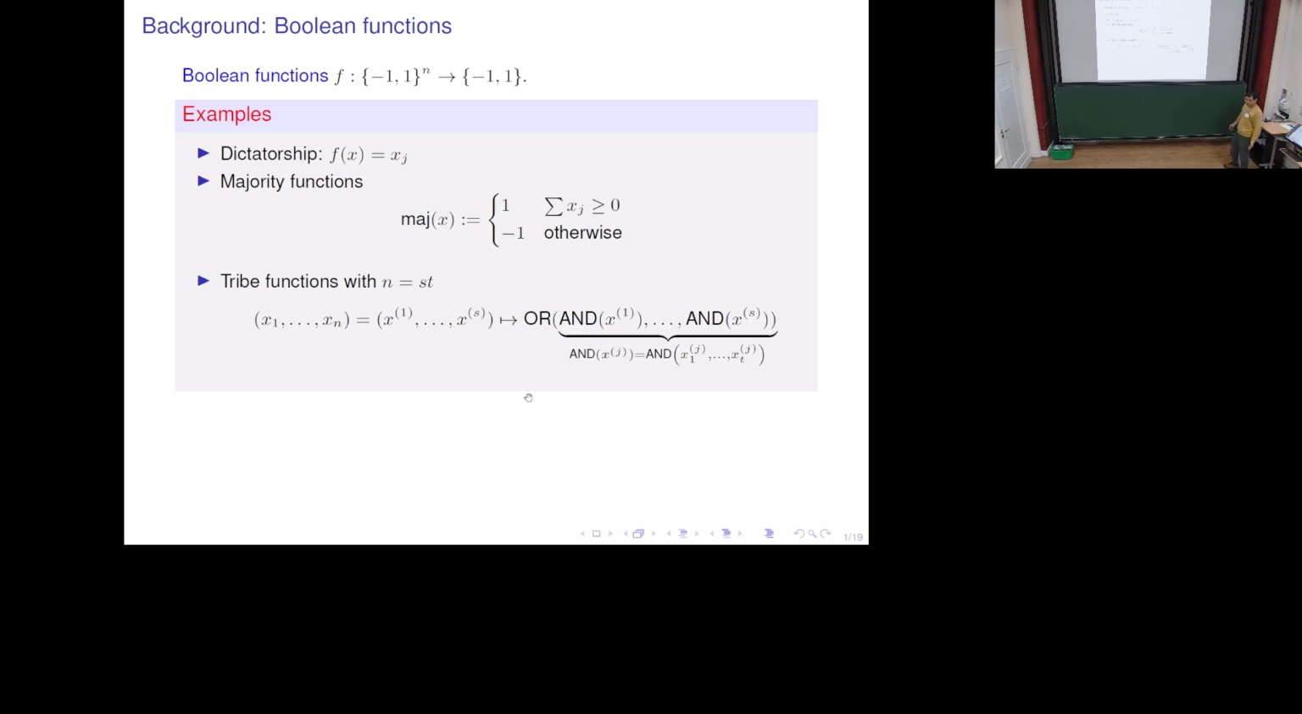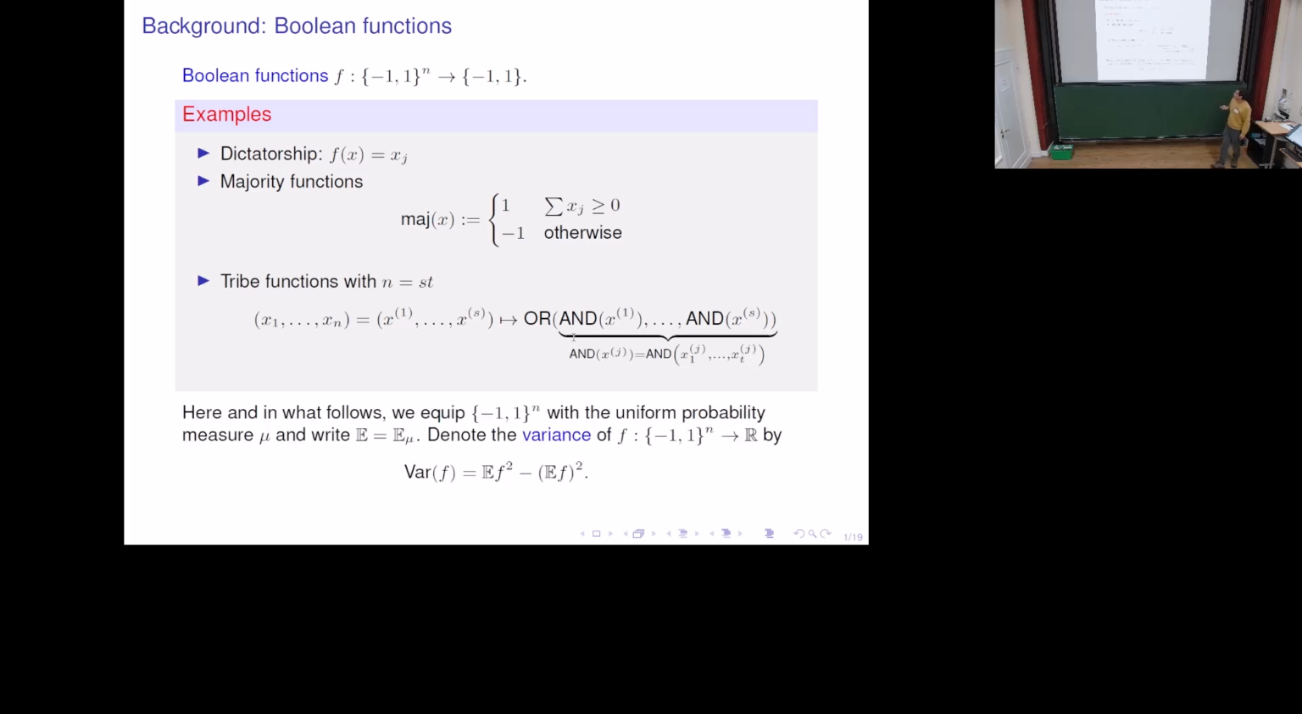You have n people in total, and you can divide the n people into s tribes. Each tribe has exactly t people. Then the voting is as follows. If you can find at least one tribe among these s tribes in which all the people vote for you, okay? If all these t people in this tribe vote for you, then you win the election. So this is a so-called tribe function. These are the three very typical examples of Boolean function, which will be mentioned later.